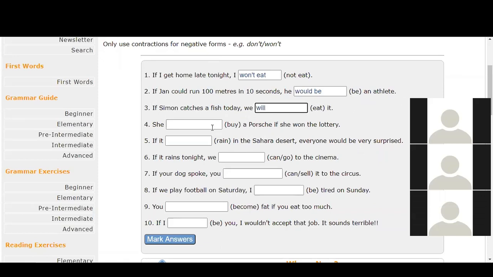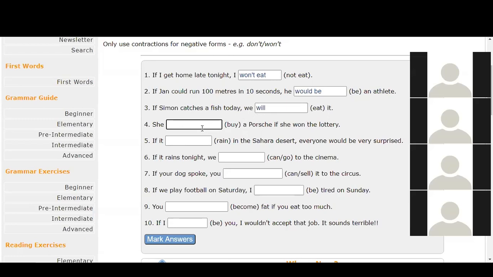Now, what if I said, if Simon caught the fish today, we would eat it, right? Then, again, it would change the chance. And I'm saying that there is no chance of him catching a fish. Maybe, I don't know, I'm in the Dead Sea in Israel. There's a lot of salt, there are no fish. And then he's trying to fish there, and I'm saying if he caught a fish, we would eat it, but it's not very likely he will find any fish there. All right, so again, there are situations when you can use both, but it changes the meaning again.